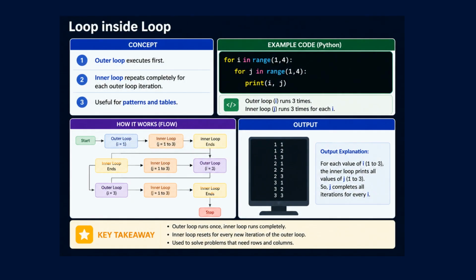Here, the outer loop variable i runs from 1 to 3. For each value of i, the inner loop variable j also runs from 1 to 3. So when i is 1, the inner loop prints 1, 1, 1, 2, 1, 3. Then the outer loop moves to i equals 2, and the inner loop repeats again. 2, 1, 2, 2, 2, 3.